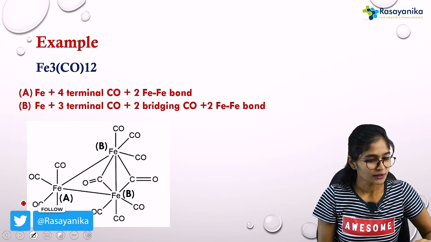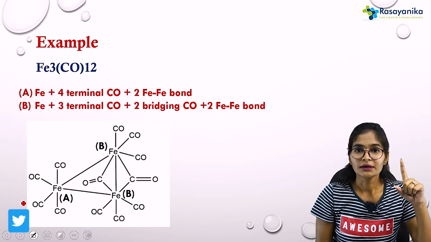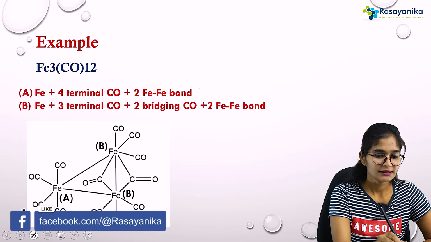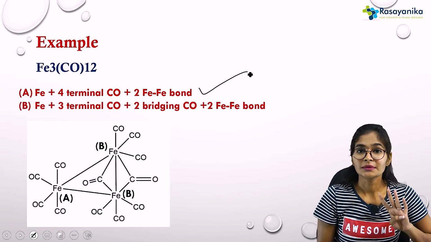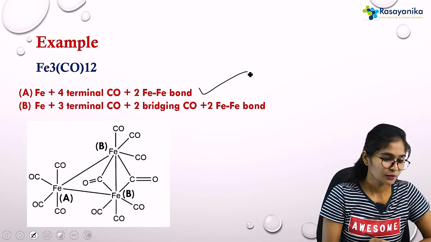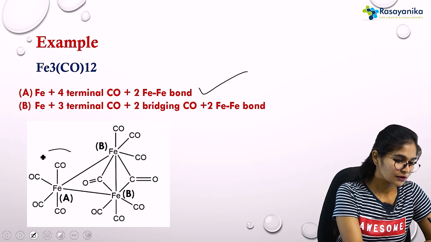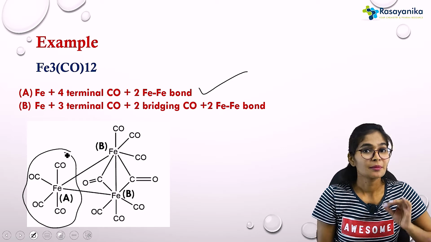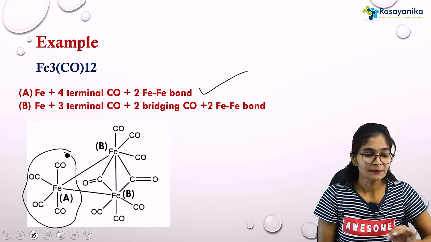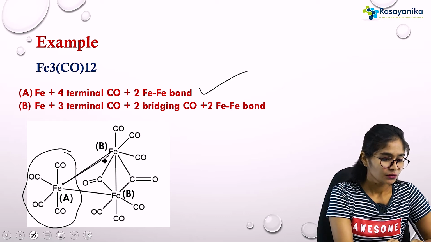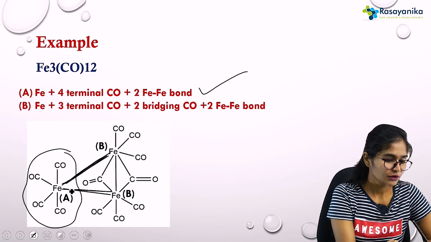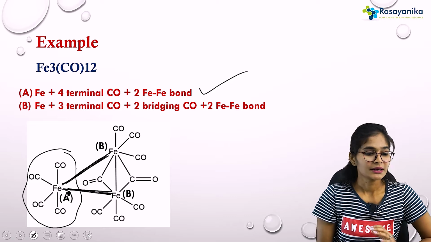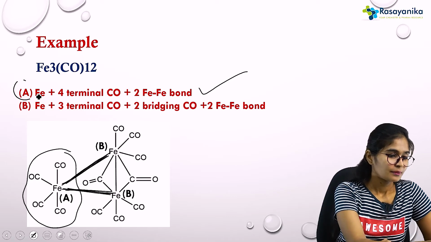And overall, the first one, A, as I have already mentioned, is Fe with 4 terminal CO and 2 Fe bonds. So this is one Fe you have, along with the 4 terminal CO groups presenting towards the Fe, and apart from that, 2 Fe metal bonds you have, right? So 2 Fe metal bonds you have, and this is part A.